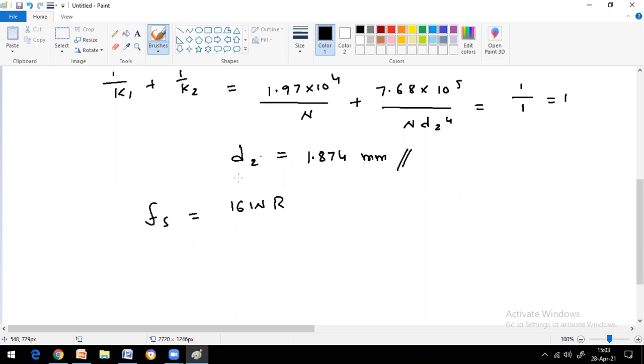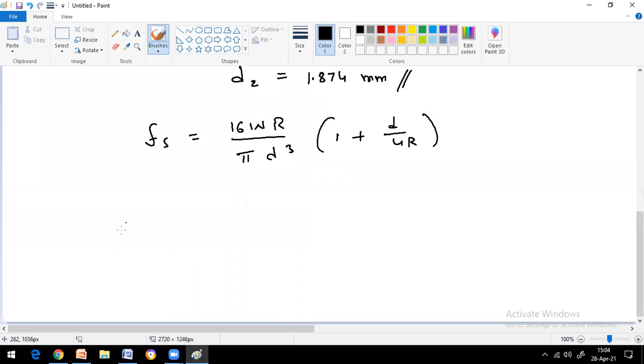Okay, so calculate the bending stress, 16 W R by pi d cube of 1 plus d by 4R. So from this, what happens for the bending stress to be maximum? If I want to get the bending stress as maximum, with that equation, d is to be minimum.